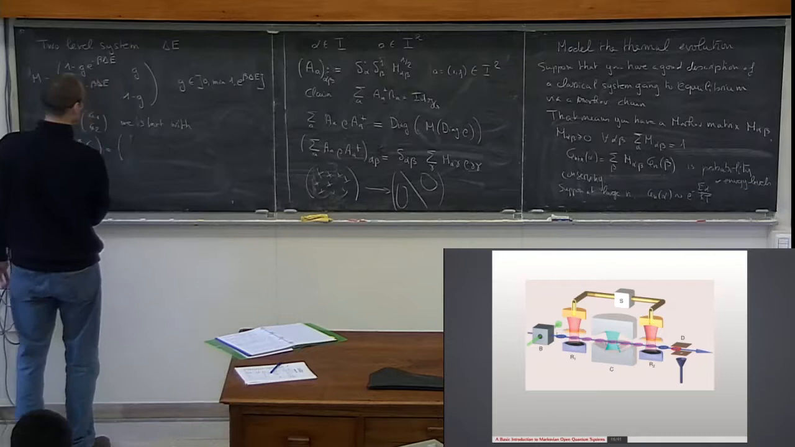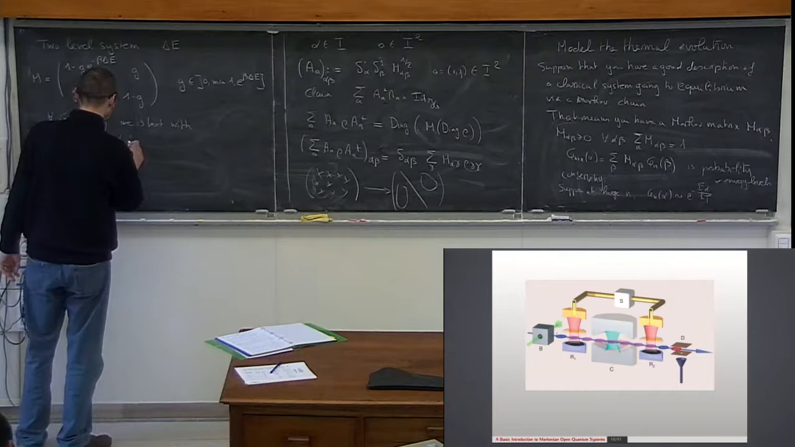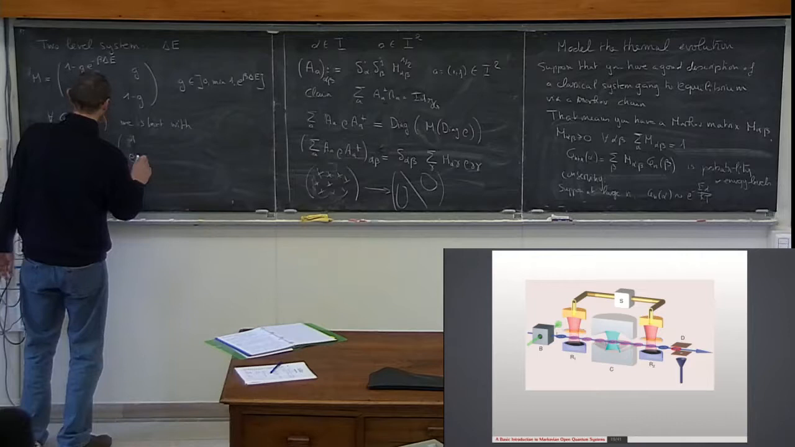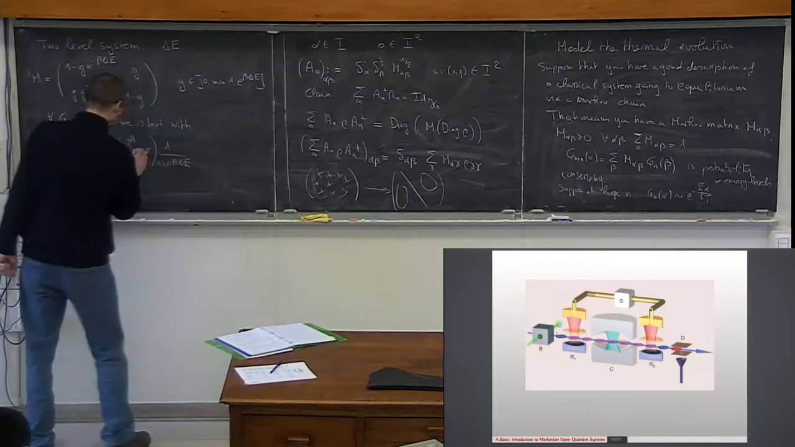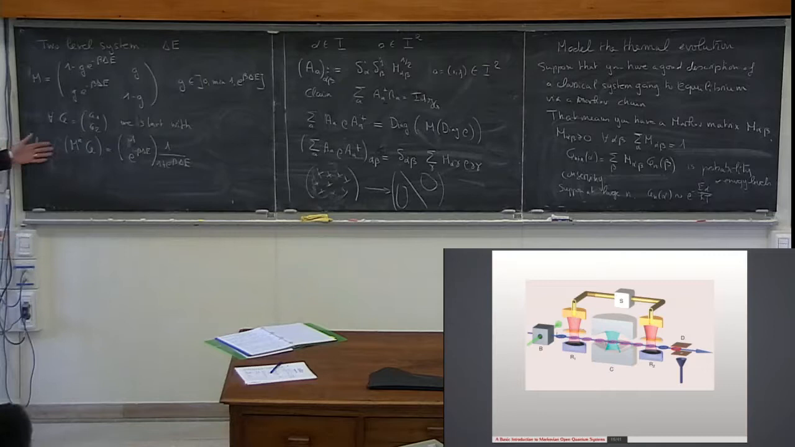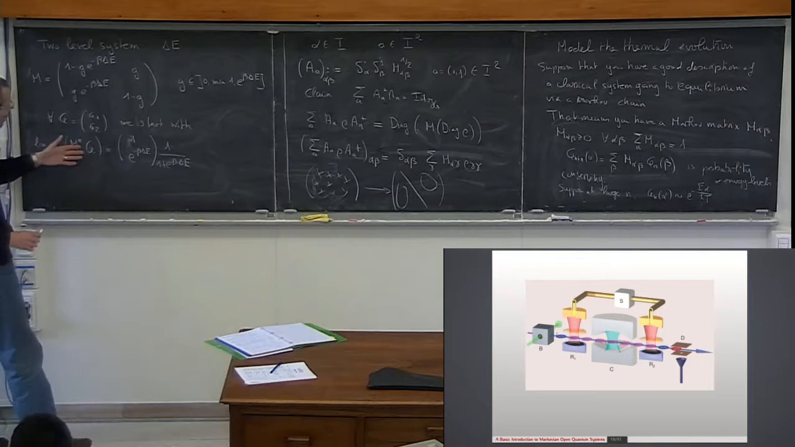I will make a sign mistake, so you will correct me. But it's going to be one over one plus e to the minus beta delta e, normalized by one divided by one plus e to the minus beta delta e. And what you have to do is to check that I'm not mistaken, and it may be that this should be a plus. I'm not sure. Okay, so this is the property of this matrix, that whatever probability distribution I start with, in the long run, I converge towards thermal equilibrium.